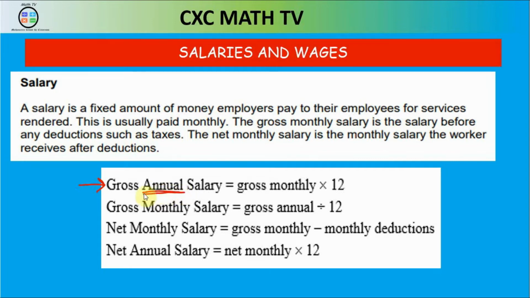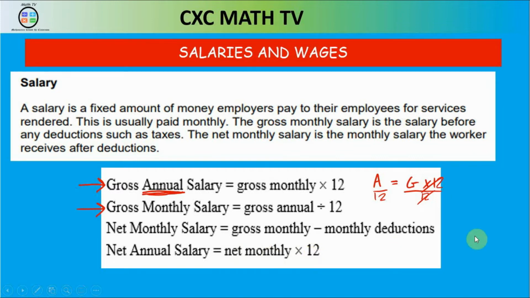Now that same formula, you can transpose it. You can transpose it because so far we have annual salary is the gross salary times 12. You can make the gross salary the subject by dividing by 12. And so when we do that, you realize the next formula that you get is that the gross monthly salary is the annual salary divided by 12. So here we go. And then net monthly salary is how much you're paid per month minus the monthly deduction. And net annual salary is the net monthly salary times 12.